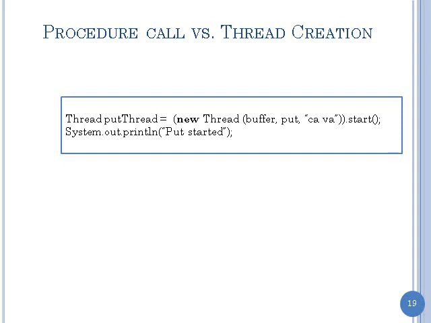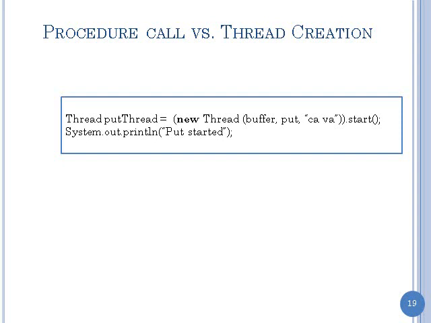How many of you pass procedures as parameters in C-like languages? Have you ever got burnt? No, you guys are good programmers. What's the danger here? How many parameters does this constructor take, the thread constructor, in general? At least two. Could be n. N is greater than 2.